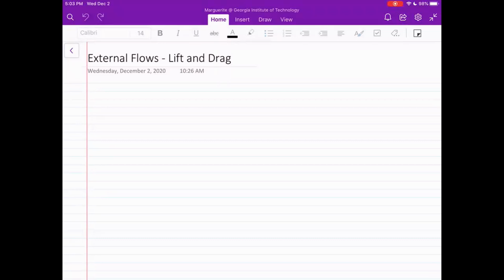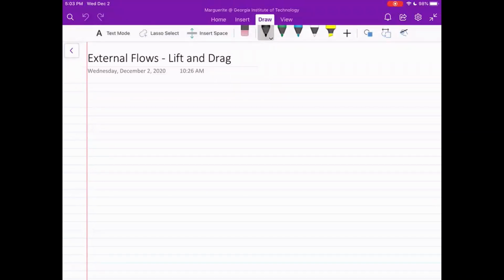Like we said before, in external flows, we're most interested in the net forces that are acting on a body that are imposed by the flow. And so these two forces, as maybe you have guessed, are called lift and drag.